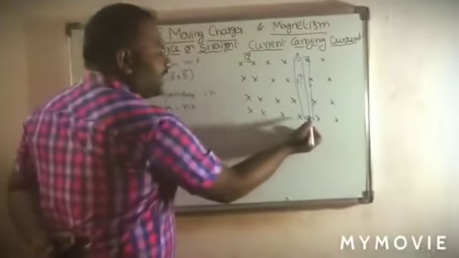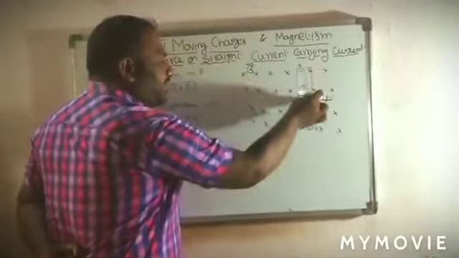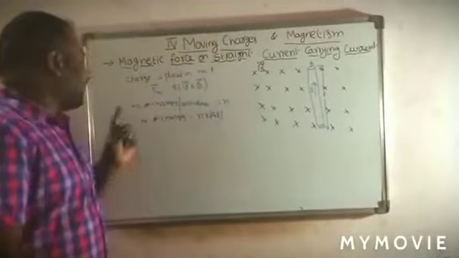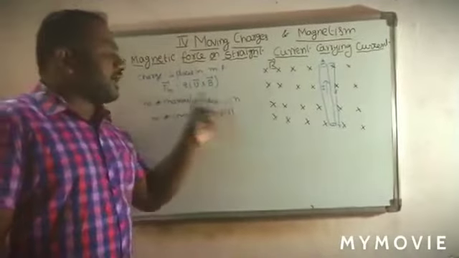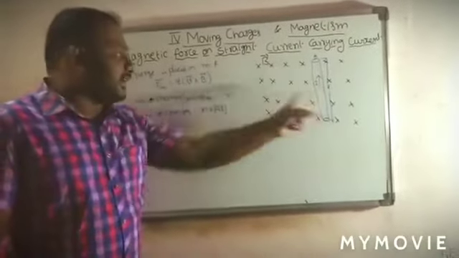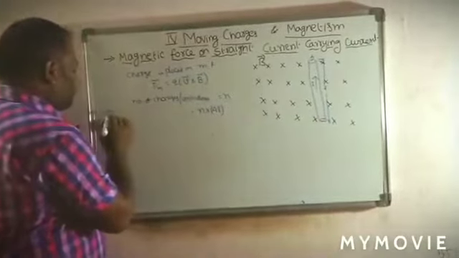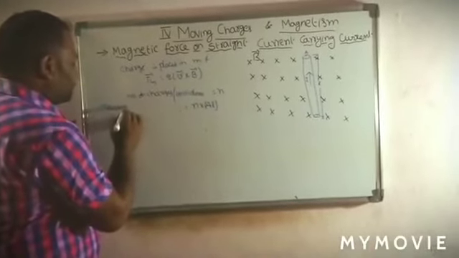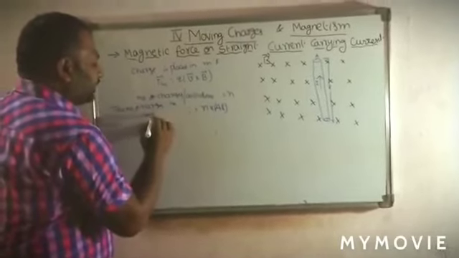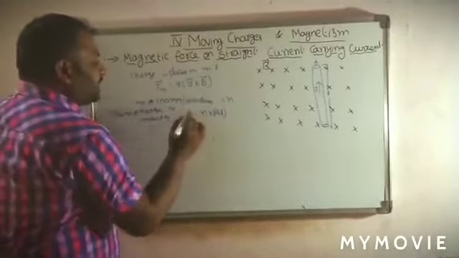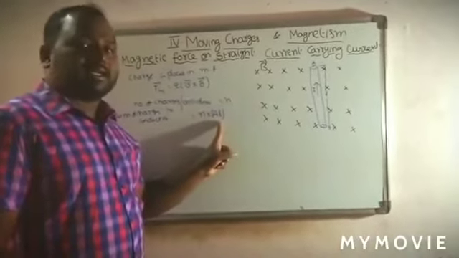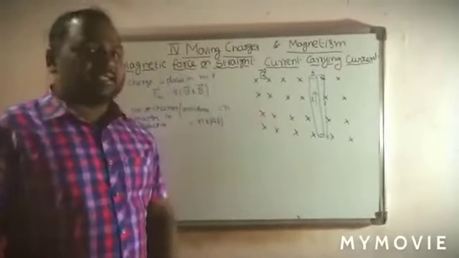Here, volume is nothing but cross-section area A times length of conductor L, so volume is A into L. Clearly understand? Number of charges per unit volume can be taken as n. Therefore, the total number of charges in the conductor is nothing but the number of charges per unit volume into the volume of the conductor. This is the total number of charges.